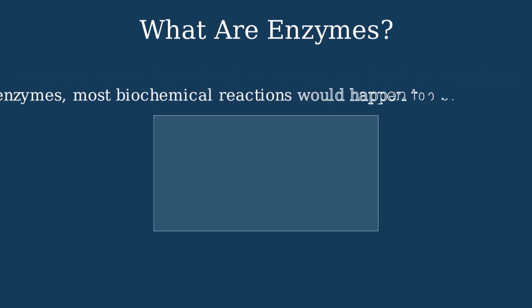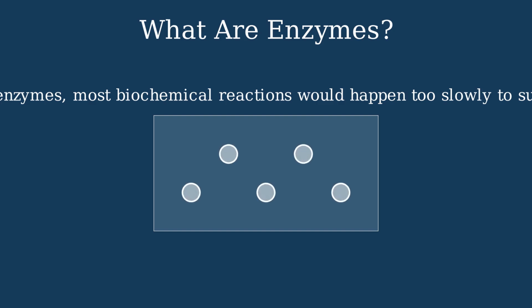Without enzymes, most biochemical reactions would happen too slowly to sustain life. Chemical reactions in our bodies would be thousands to millions of times slower. With enzymes, these reactions happen rapidly, allowing organisms to respond to their environment and maintain life processes.